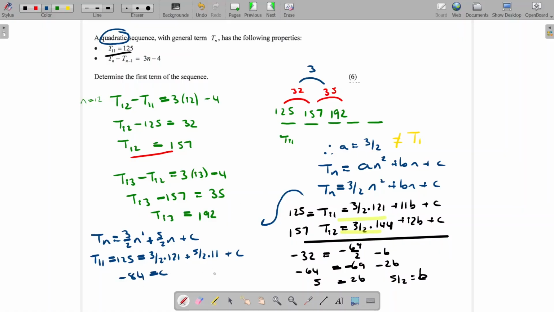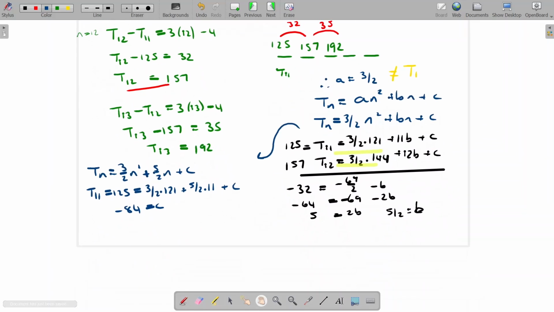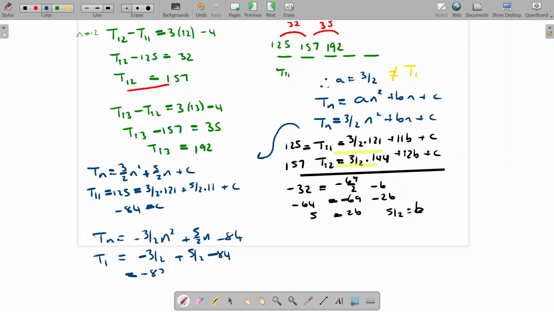And so now we have our formula. Now we know that Tn equals 3/2 n squared plus 5/2 n minus 84. So term 1, which is what we would normally call A, would be 3/2 plus 5/2 minus 84. So that's 4 minus 84, giving an answer of minus 80. The first term is minus 83.